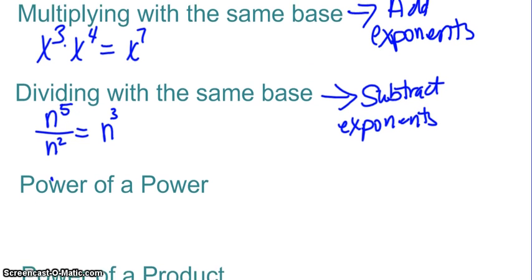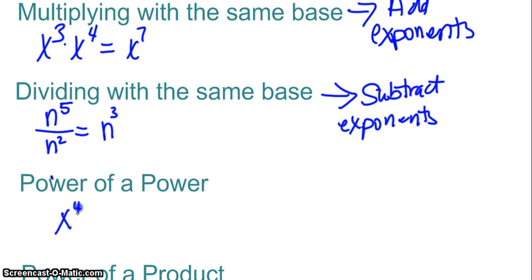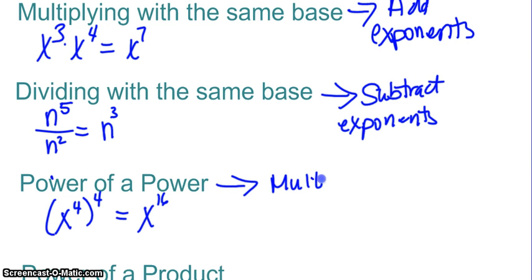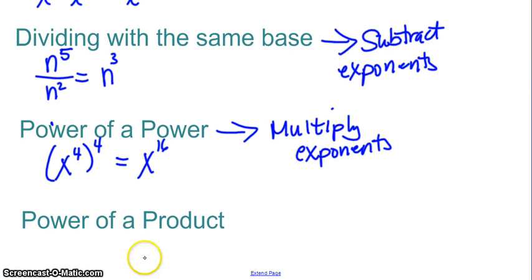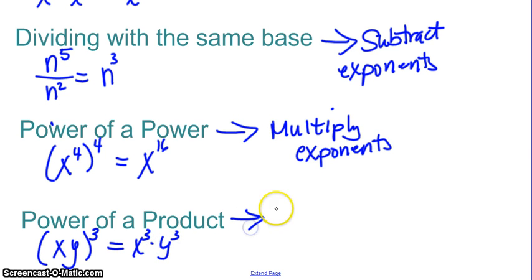A power of a power would be something like x to the fourth raised to the fourth power, and you multiply your exponents. 4 times 4 is 16. So you multiply the exponents. And finally, a power of a product. A product means you're multiplying two factors or more than two factors together, raising it to a power, and that would be x cubed times x to the third. You take the power of each factor.